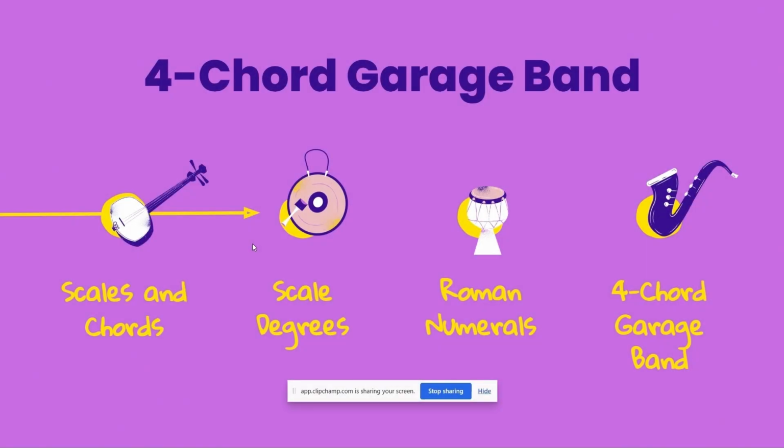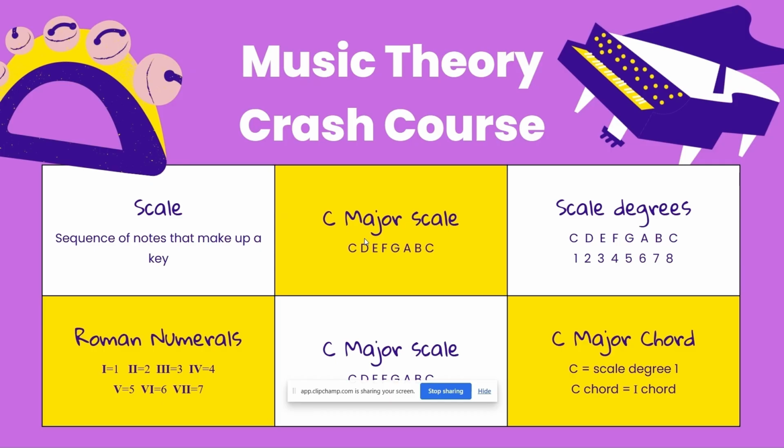All right, so we've covered the very basics of scales and chords. Our next stop on the journey is scale degrees. We call the notes of a scale scale degrees. And just to review, a scale is a sequence of notes that make up a key. The C major scale, which we're using for our examples, is C, D, E, F, G, A, B, C. The scale degrees are those individual notes. So we number them from lowest to highest.